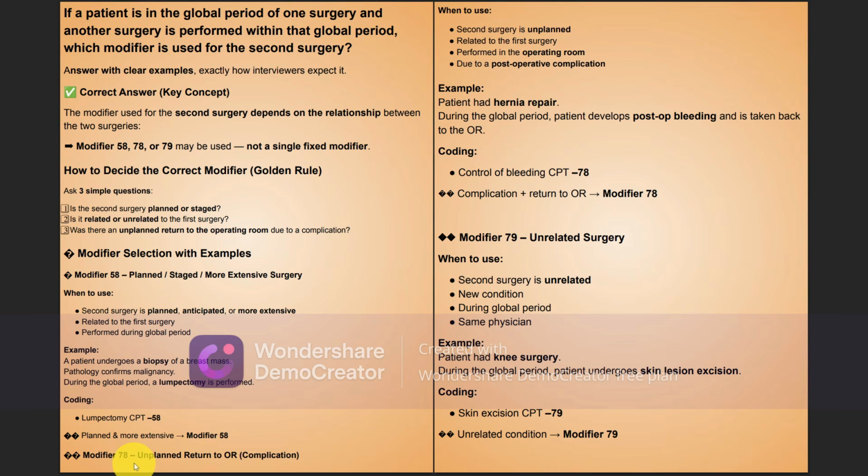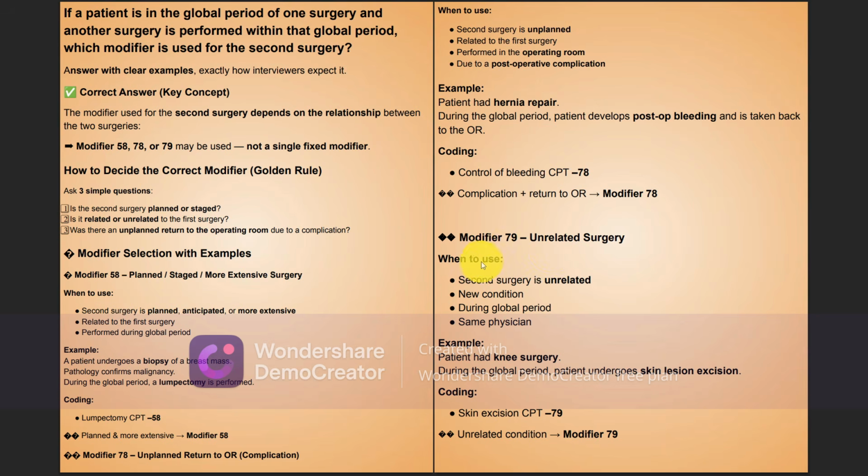Modifier 78: unplanned return to the OR for complication. When to use? The second surgery is an unplanned return to the operating room after the first surgery, due to postoperative complications. Example: patient has a hernia repair, and during the global period the patient develops postoperative bleeding and is taken back to the OR. Coding: control of the bleeding CPT code with the 78 modifier, the complication return to the OR modifier, which represents 78.